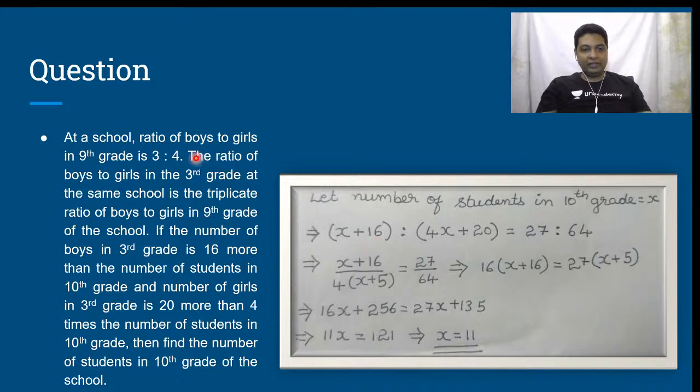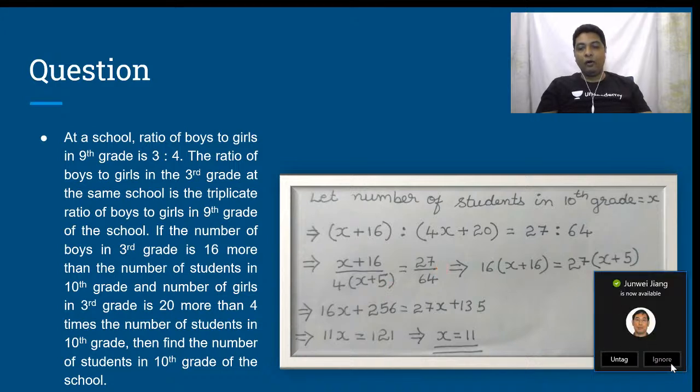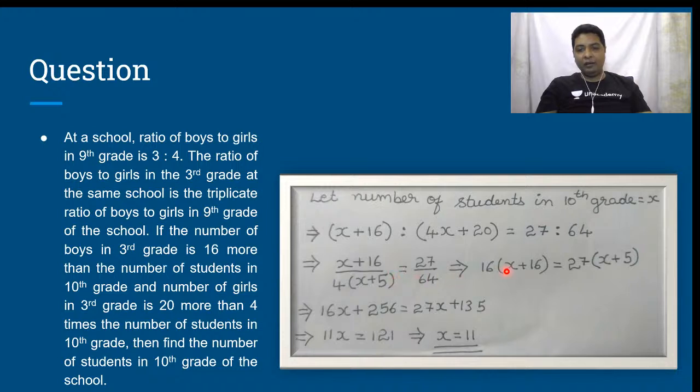Next, he says the ratio of boys to girls in third grade, that is x plus 16 is to 4x plus 20, is the triplicate ratio of boys to girls in the ninth grade. The ratio in the ninth grade is 3 is to 4. Triplicate ratio of that would be 3 cube is to 4 cube, which is 27 is to 64. X plus 16 is to 4x plus 20 is 27 is to 64. We just have to find the value of x. How do we go about solving it? X plus 16 divided by 4x plus 20 can be written as x plus 16 over 4 times of x plus 5, which is equal to 27 by 64.